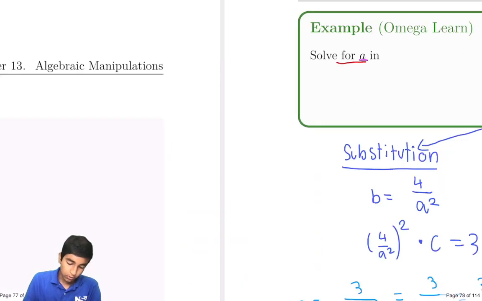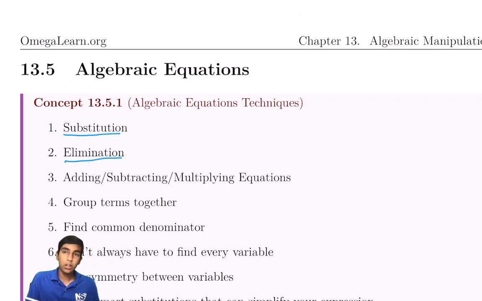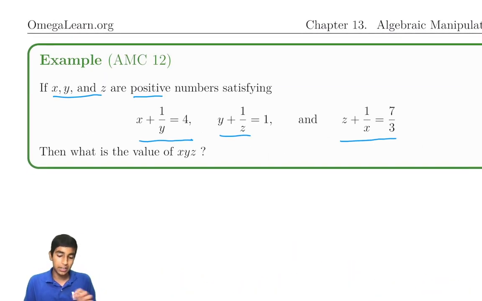So let's go back to our list here. We've already explored substitution and elimination, and it's not always used in the standard ways you might expect it to. You might often have to do some tricky manipulation to eliminate variables or substitute different variables in. There are some other techniques like adding, subtracting, multiplying equations, grouping terms together, finding a common denominator. They all seem like simple techniques, but they can be applied in very unique and tricky ways. So in this problem, we're going to try using some of those techniques.